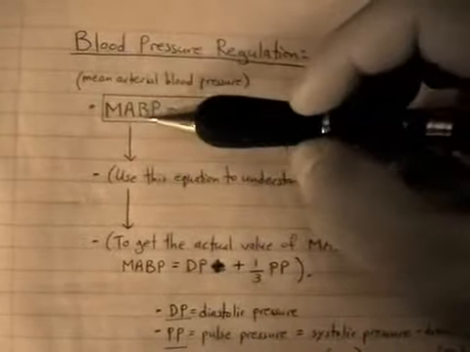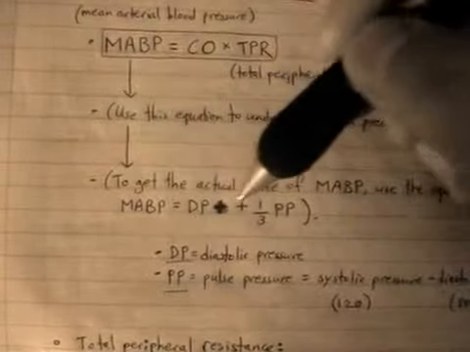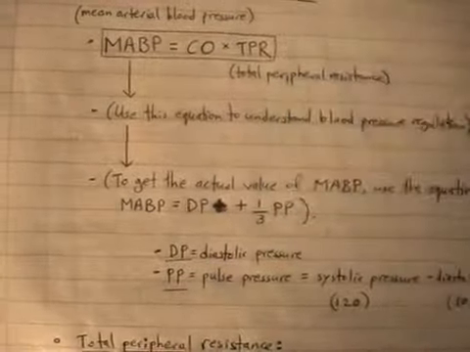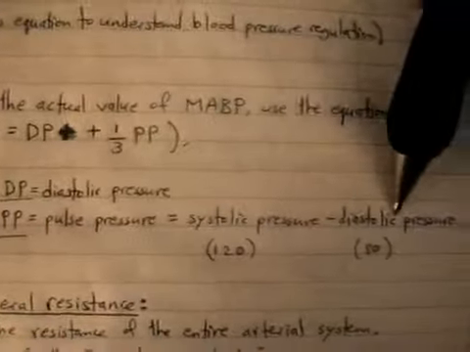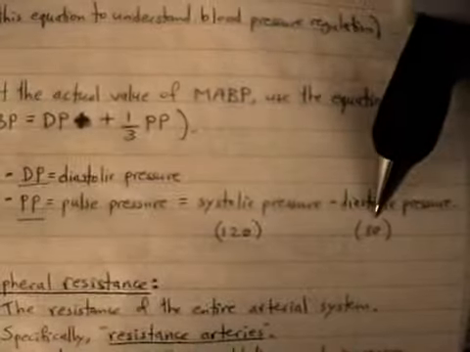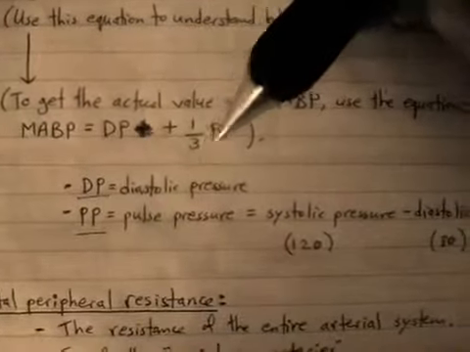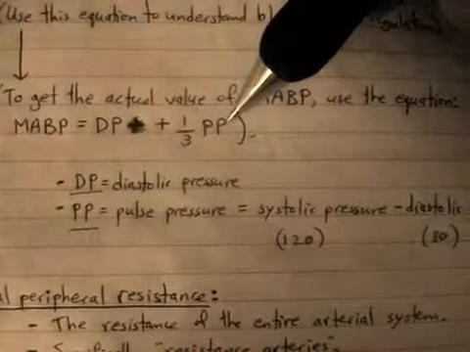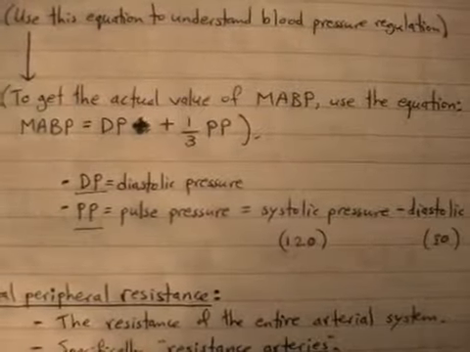To get the actual value of the mean arterial blood pressure, we would use this equation, in which mean arterial blood pressure equals diastolic pressure plus 1/3 of pulse pressure. Now, pulse pressure is the systolic pressure minus diastolic pressure. So if your systolic pressure is 120 and diastolic pressure is 80, then your mean arterial blood pressure is 80 plus 1/3 of 120 minus 80, which is 40. And it's going to be around 90 millimeters of mercury.